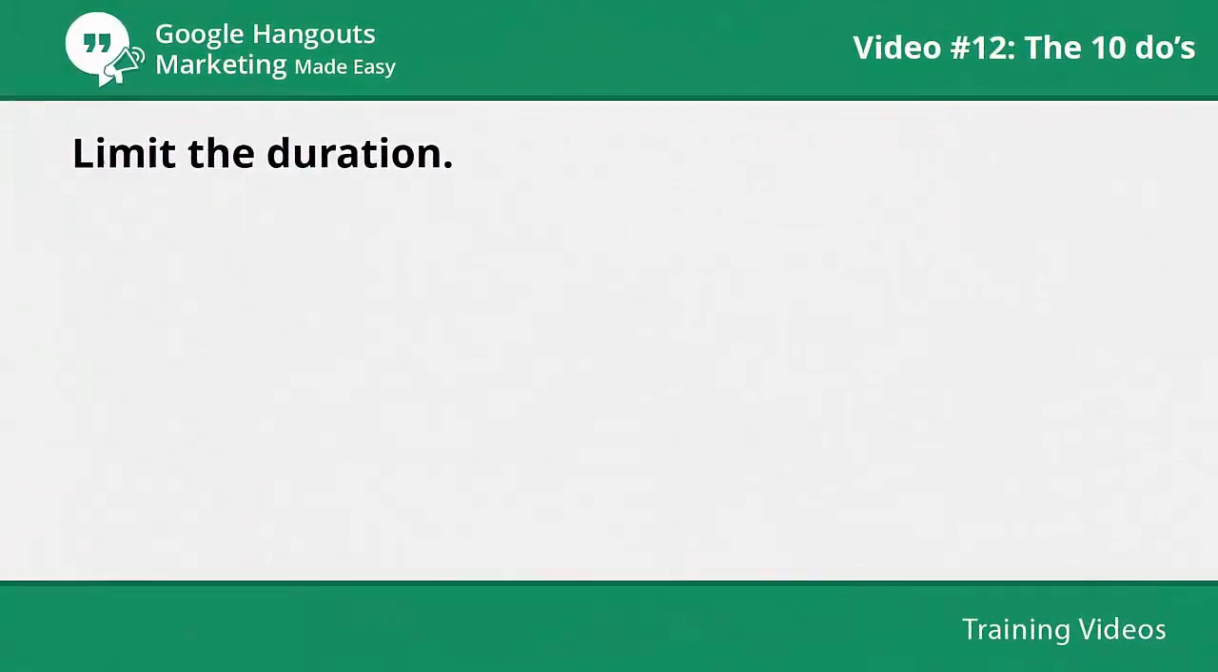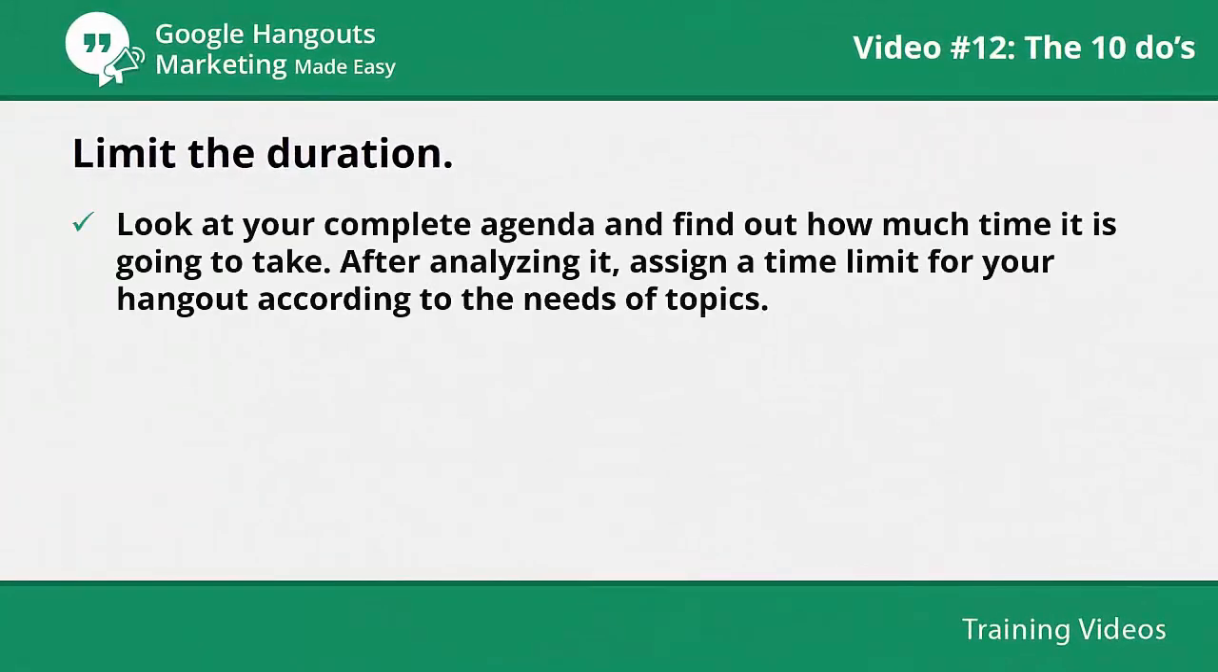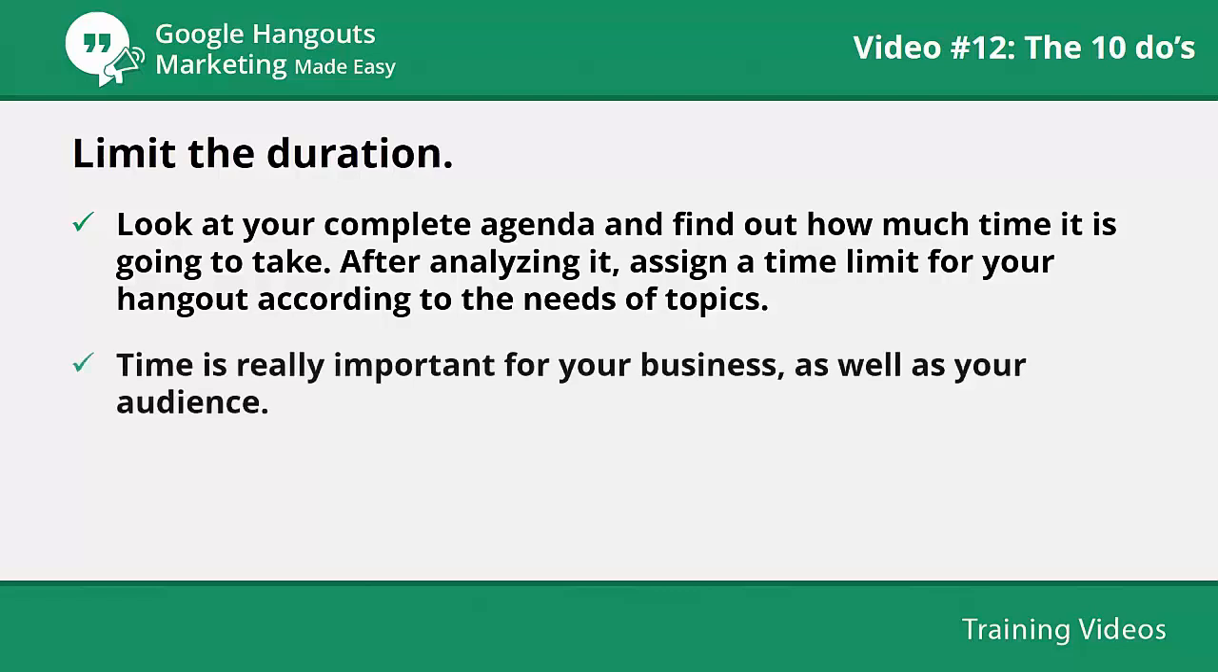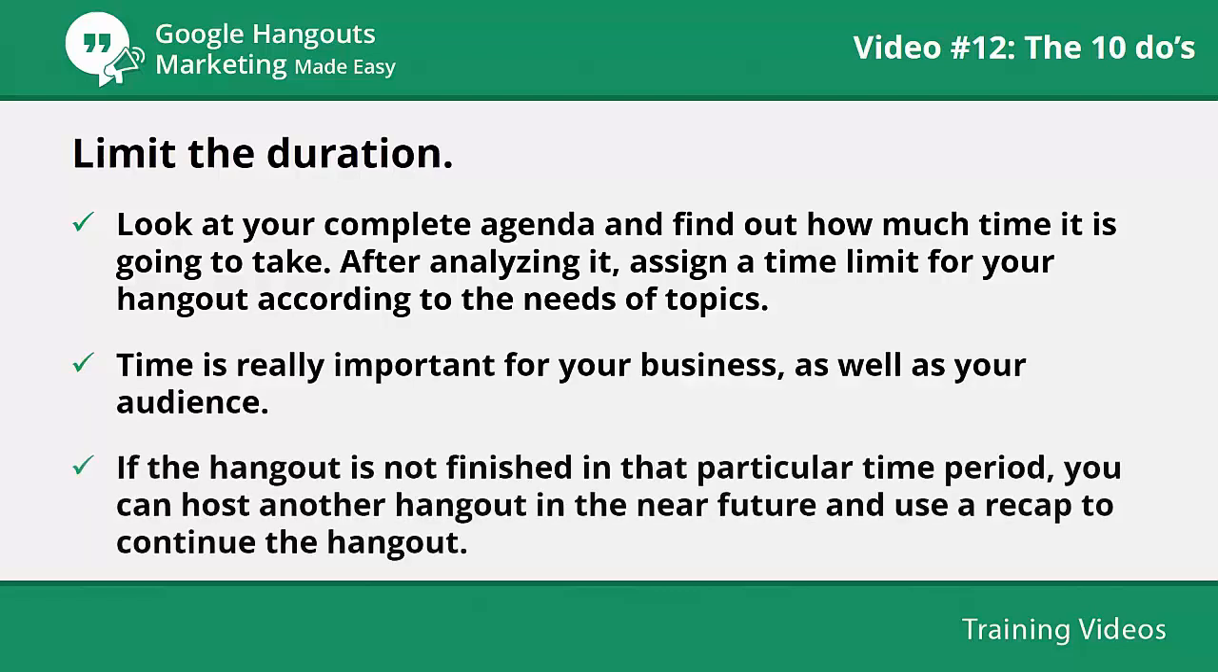Limit the duration. Look at your complete agenda and find out how much time it is going to take. After analyzing it, assign a time limit for your Hangout according to the needs of topics. Time is really important for your business as well as your audience. If the Hangout is not finished in that particular time period, you can host another Hangout in the near future and use a recap to continue the Hangout.